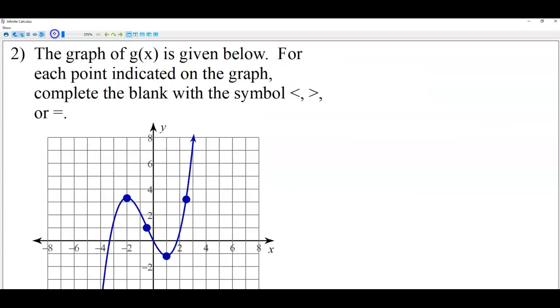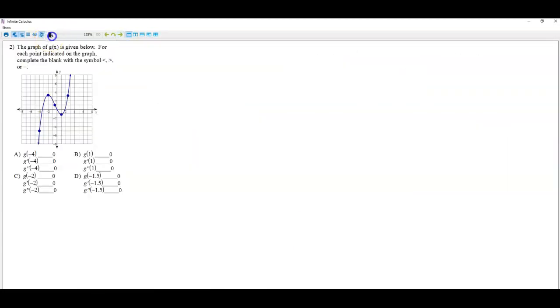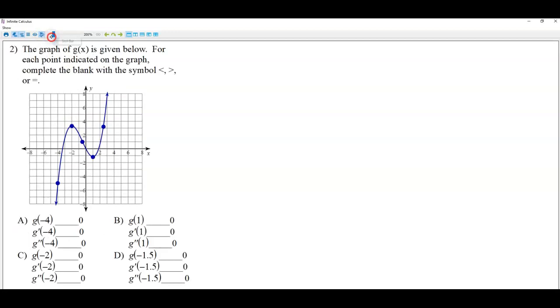Make this one a little bit smaller. Sorry, it's going to be a little bit tiny. All right. So for this question here, I'm giving you the graph of a function g. Now understand, this is g. This is not a graph of g prime. This is g. Okay. So in this case, g is the y value. G prime is the slope. And g double prime is the concavity. All right. So we're going to fill in each of these blanks with greater than, less than, or equal to.